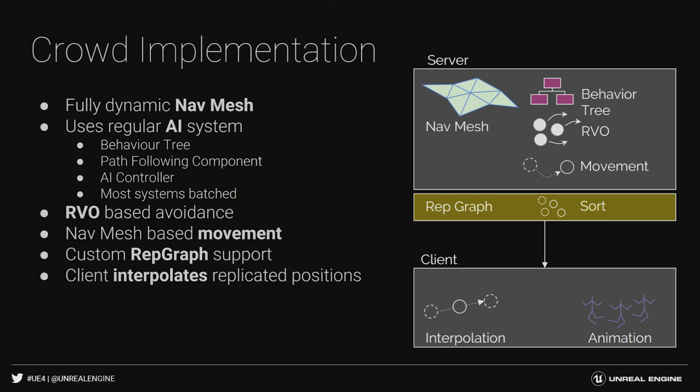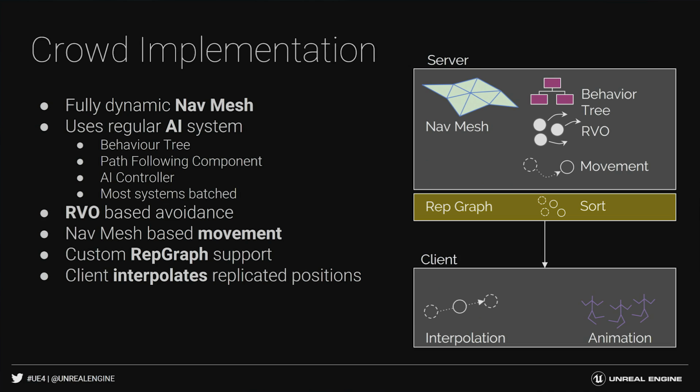We use something called RVO, which is reciprocal velocity obstacles, to have the enemies avoid each other. It's quite a cheap way of doing that. We use navigation mesh movement, so the enemies just move around on the nav mesh rather than doing full character movement, which involves collision checks. We can avoid that work. So that all happens on the server.